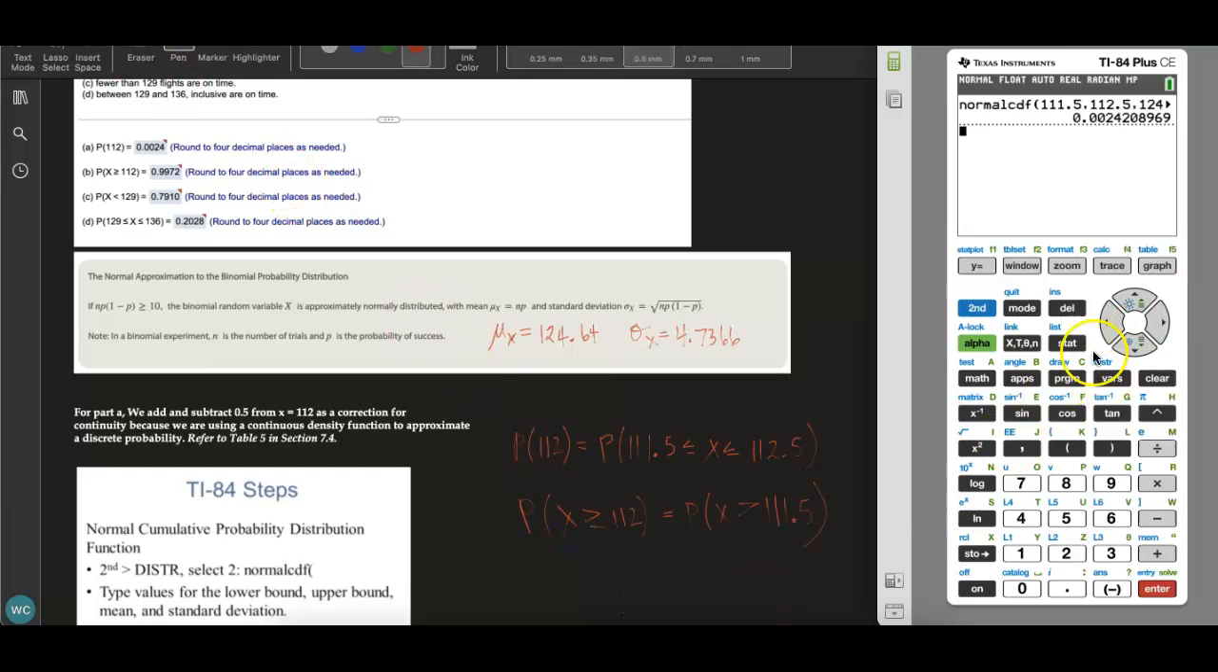So now that helps me whenever I go to do the normal CDF here in my calculator. My lower bound is 111.5. I guess I did not need to retype that. Upper, just to go up to the maximum value, I could put 1E99 just to be safe. Same mean, same standard deviation. And that's how we end up with 0.9972, just as the answer has here in MyMathLab.